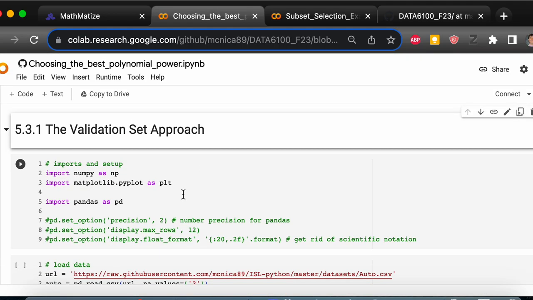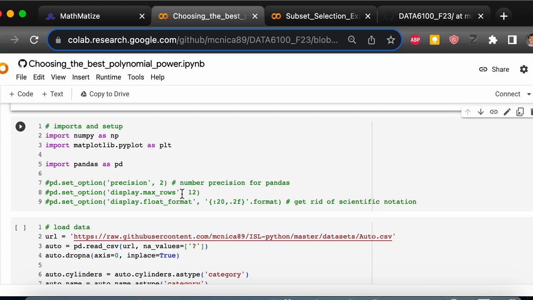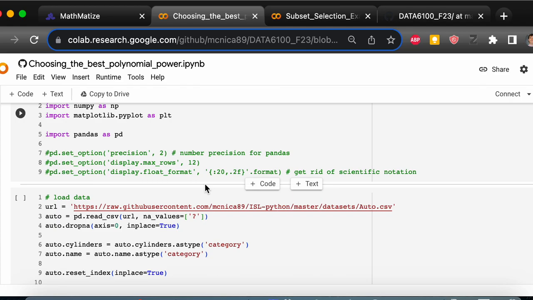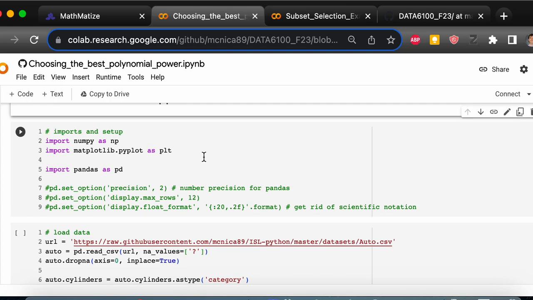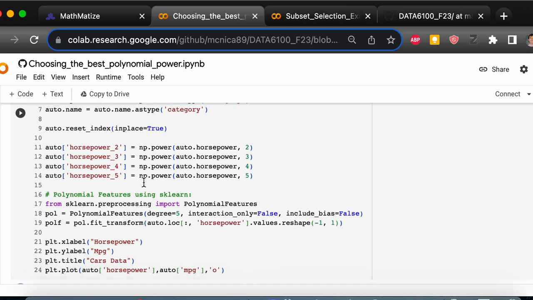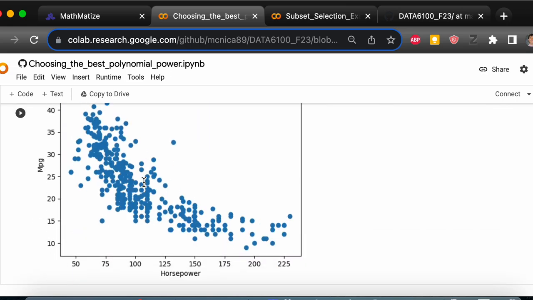And it's choosing the best polynomial to do a polynomial regression by doing test set stuff. So I'm not going to do any of this R-squared, adjusted R-squared things, only the test set. And the data set we're using is the auto data set. And we have this data. This is the data we're doing it on.